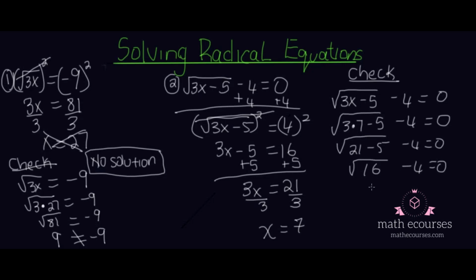Square root of 16 is 4. 4 minus 4 is 0. So in this case, 0 does equal 0, so it made my equation true. Therefore, the answer is x equals 7.